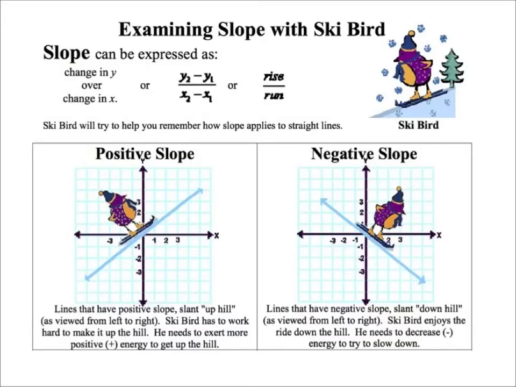Hey, this is Miss Linder, and we've got some reminders from the bird. Okay, don't forget when you are working with slope that we have the ski bird to help us out. We've got the positive slope, the negative slope, and I have changed this to y1 minus y2 over x1 minus x2. It's still the same thing as long as you're keeping your y's rising like a little balloon and your x's running like little feet, okay?